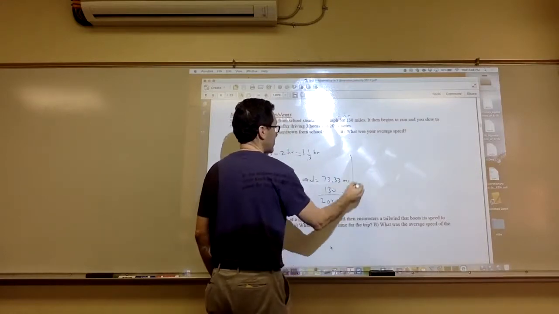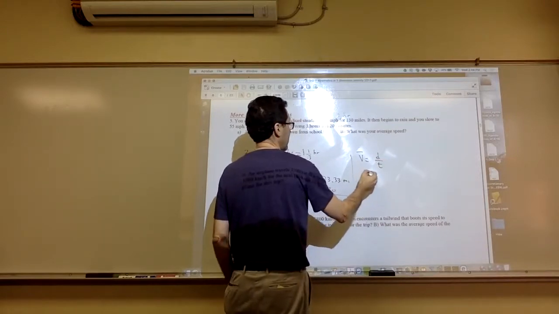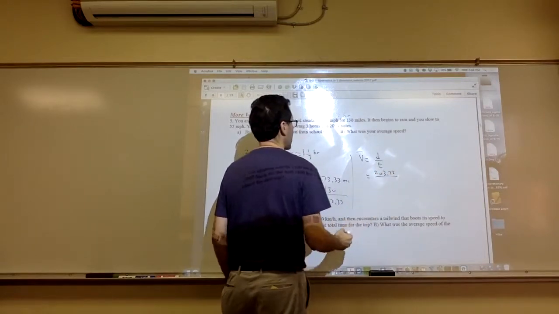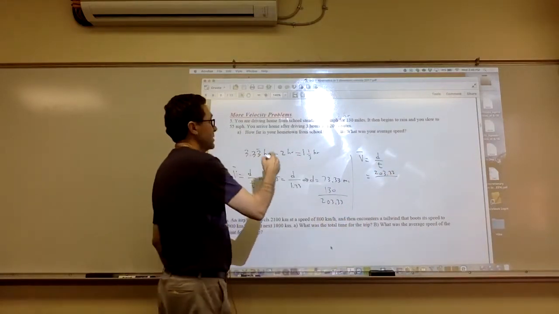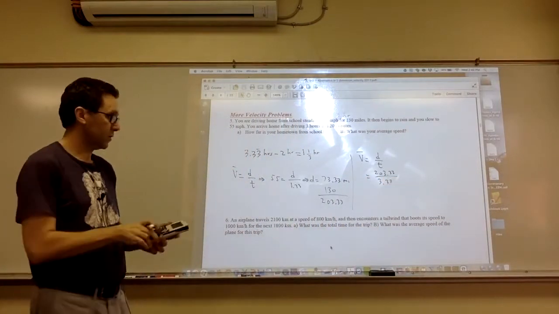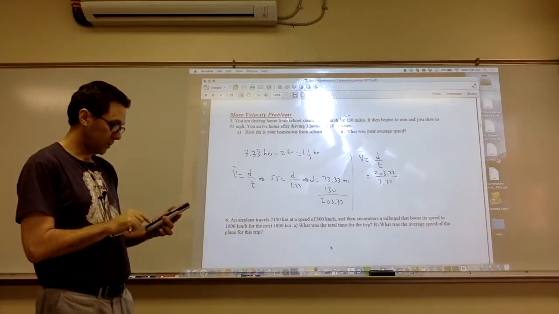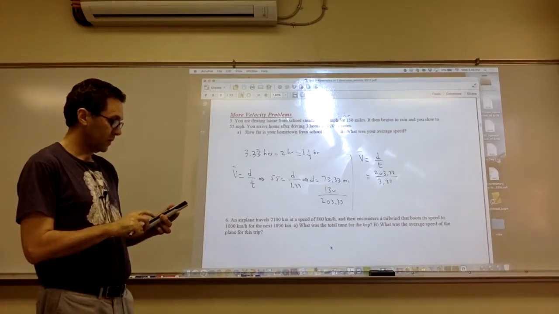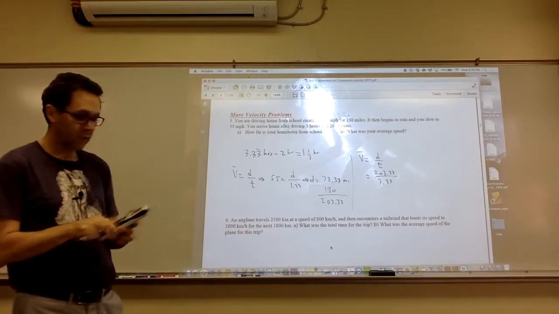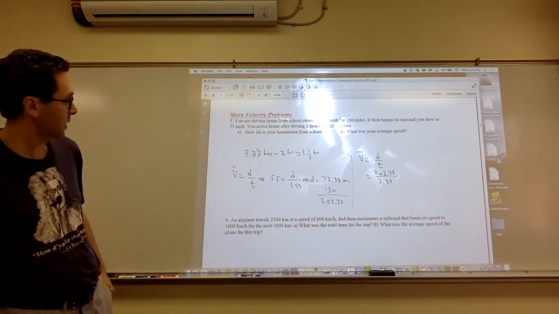What is your average speed? Average speed is distance over time. Okay, so the average speed is going to be total distance, which is 203.33, divided by total time. It took 3 hours and a third of an hour. So if we take 203.3333 and divide that by 3.33333, we should get about 61 miles per hour. So that's your average speed.